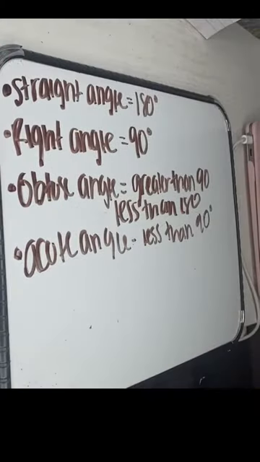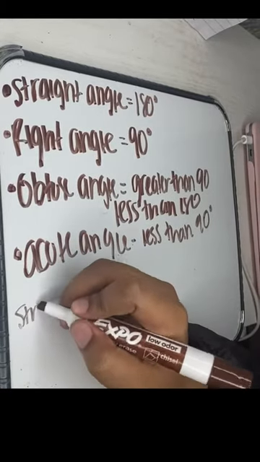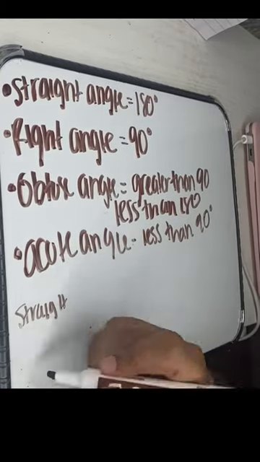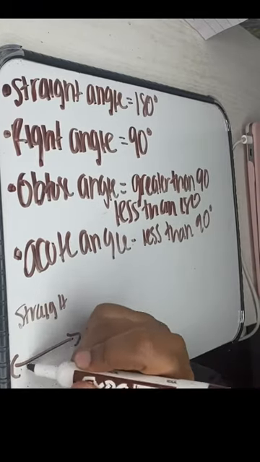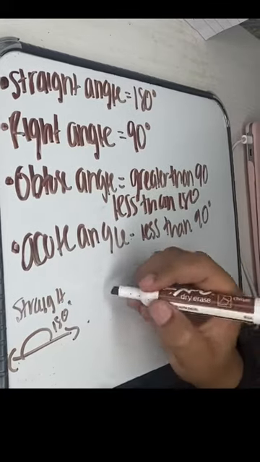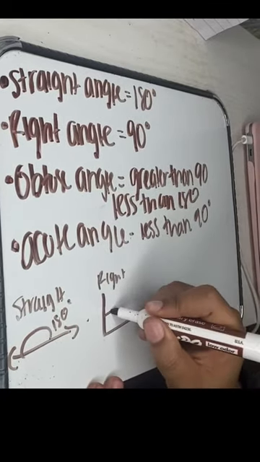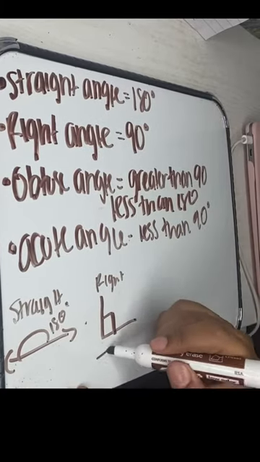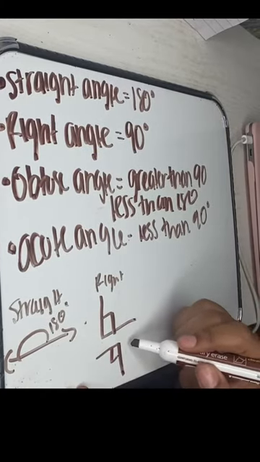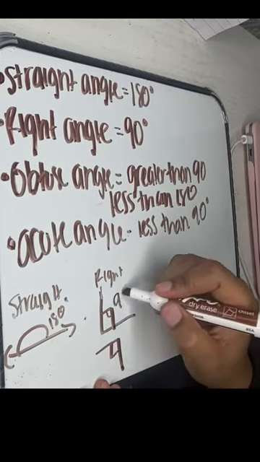Okay, so now we're moving on to some angle measures. So a straight angle is 180 degrees. The straight angle will look just like a straight line, and that is 180 degrees. A right angle is 90 degrees, which will look like an L. It can be any way as long as you have that 90-degree angle. And so that's a right angle.